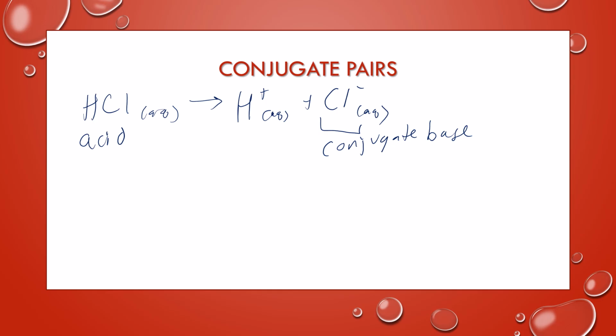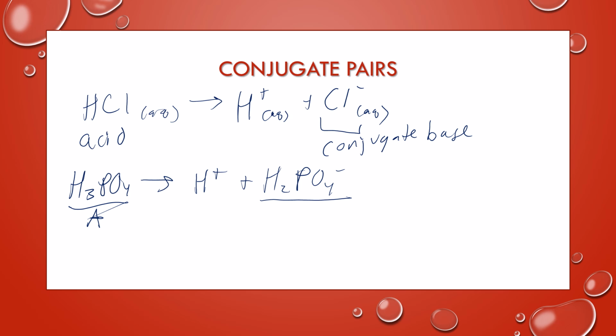Here's another example. Let's do phosphoric acid, H3PO4. If it releases one hydrogen, you're left with H2PO4-. Because you took away one of the hydrogens, the charge goes down by one. This is the acid, and what's left over when it loses the one hydrogen is the conjugate base.